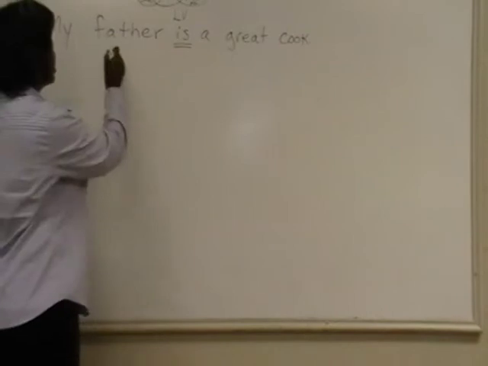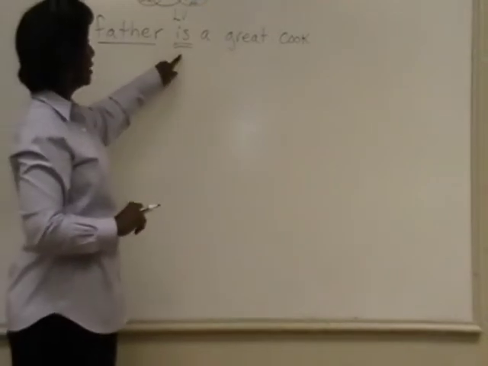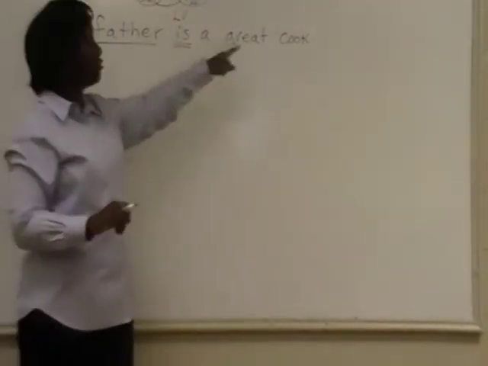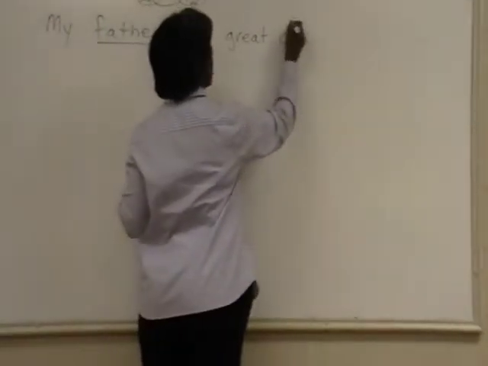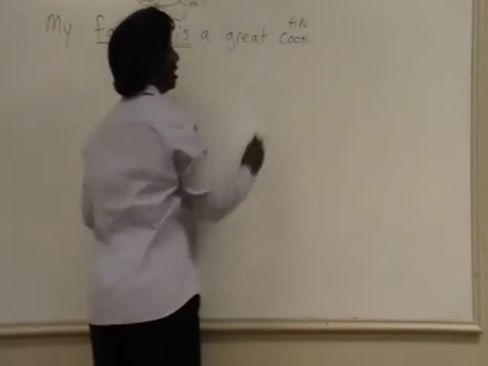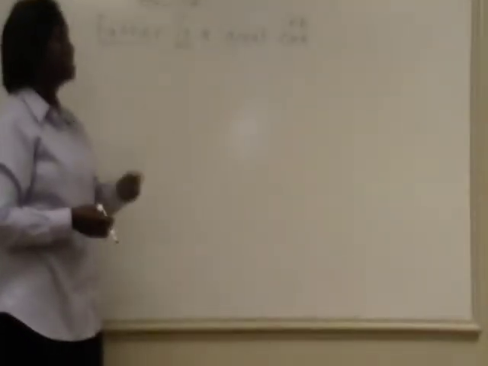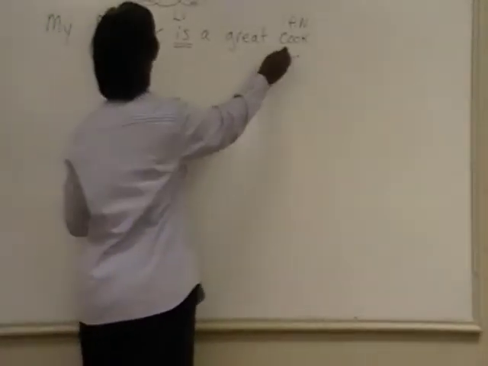Father is the one who actually is in this sentence, so that's your subject one time. Then you're going to look for, since you have a linking verb, something that is describing or renaming your subject. In this case, cook is a noun. If cook had been an adjective, it would have been a predicate adjective. But in this sentence, cook is a predicate nominative because this is a noun.